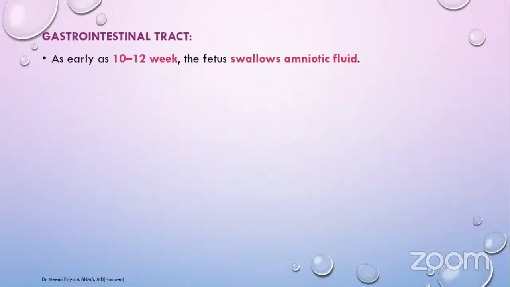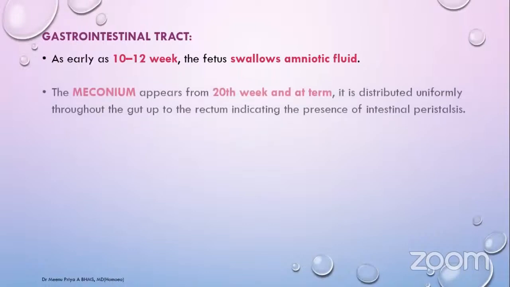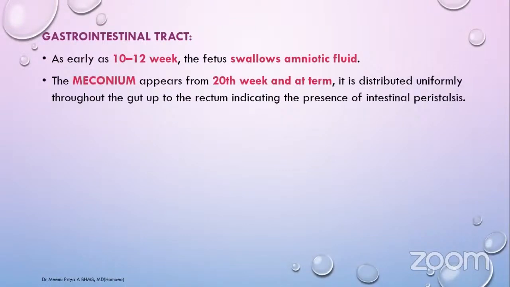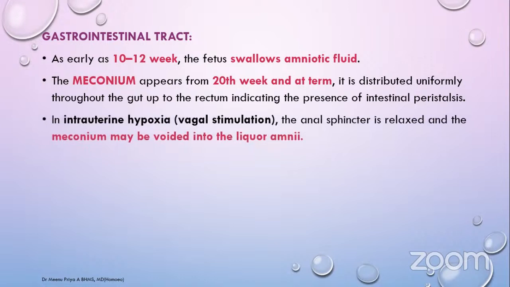And gastrointestinal tract, 10 to 12 weeks, fetus starts swallowing amniotic fluid. And meconium is one important thing in obstetrics. It can be a question. Meconium appears at what time? Between 20th week and at term. It is distributed uniformly from gut up to the rectum, indicating the presence of intestinal peristalsis. In intrauterine hypoxia, due to vagal stimulation, what happens? Meconium may be voided into the liquor amnii. In that condition, the obstetrician will be a little careful, because there are chances that whatever meconium is passed, the fetus can swallow, because fetus swallows amniotic fluid.